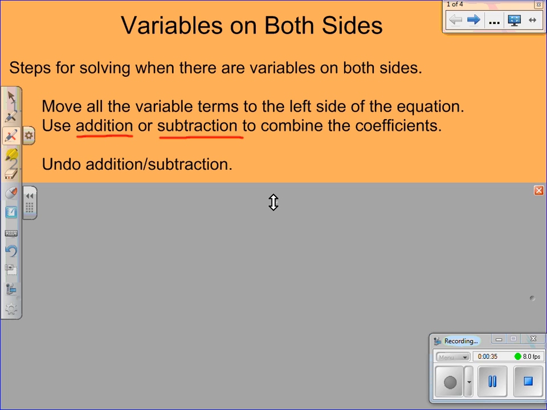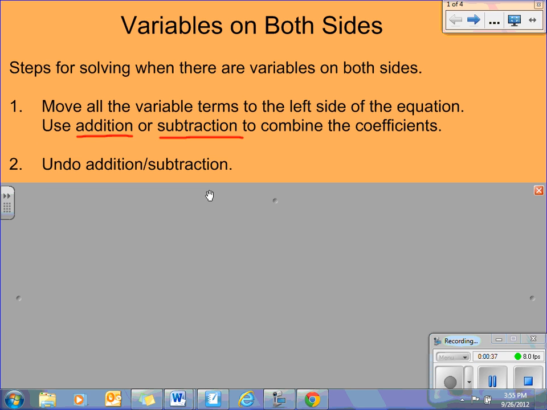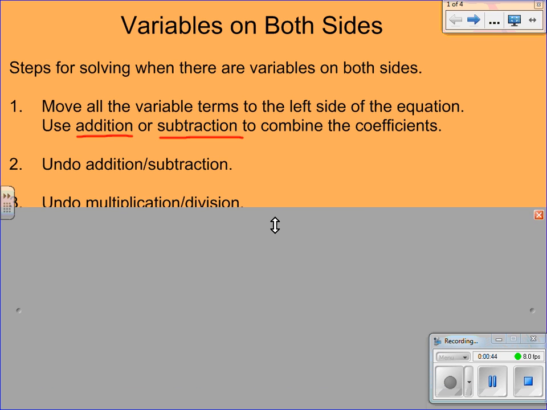Step 2 is to undo addition and subtraction. We're basically going to reverse the order of operations. So we're starting at the end, just like you would with a one-step equation. Then we're going to undo multiplication and division. Let's go through some examples.